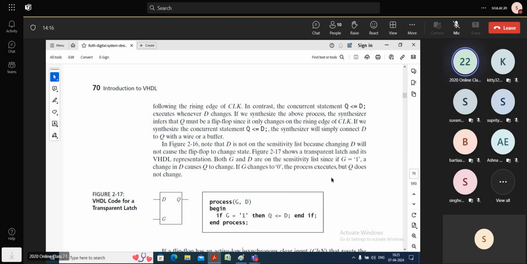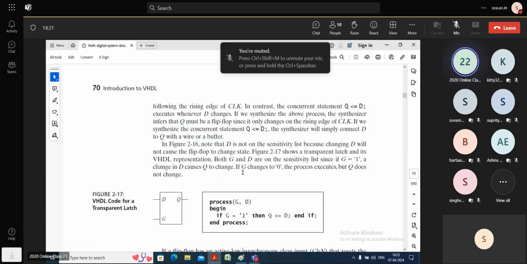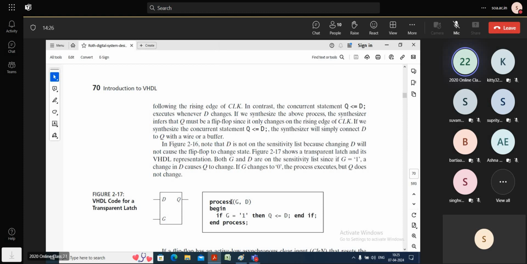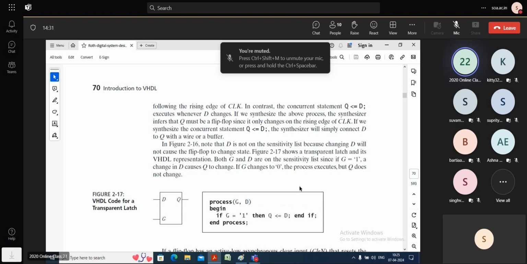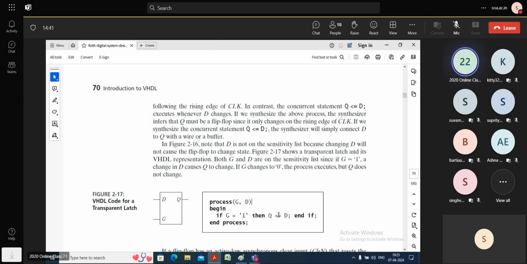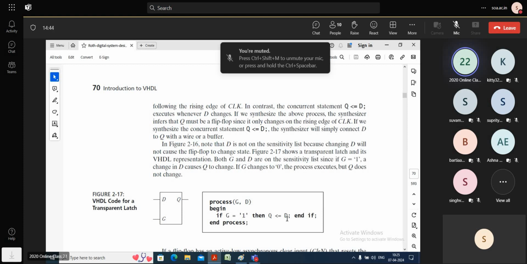Next, another example you can see here is a transparent latch, and here we have put both G and D inside the sensitivity list. You can see the process. Inside the begin and end, we have written: if G equal to 1, then Q equal to D. Then you have to write the end keyword for this if block, then end the process.